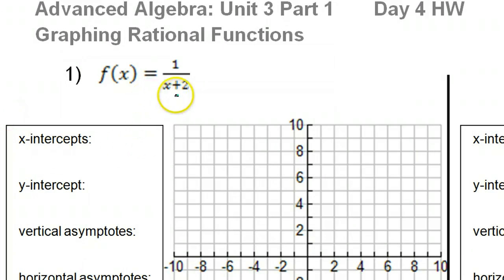Okay, problem number 1. The x-intercepts. Normally with a rational function, I get the x-intercepts by setting the numerator equal to 0. But 1 cannot equal 0. It's already 1. What's happening here is there are no x-intercepts. All right? There must be an asymptote. So x-intercepts, none.